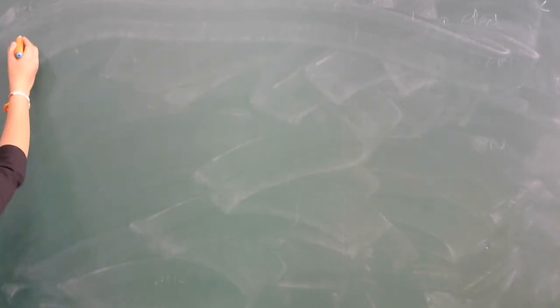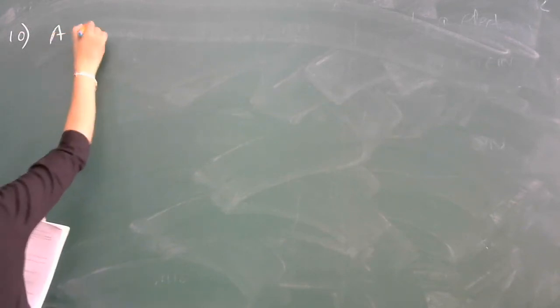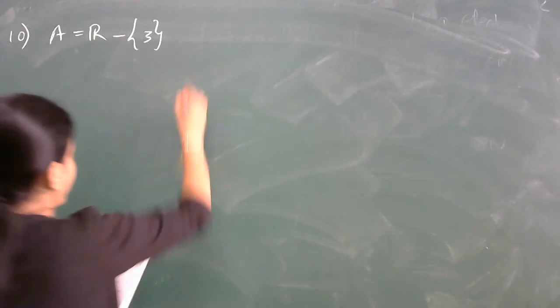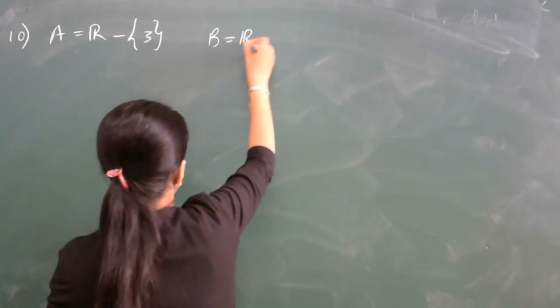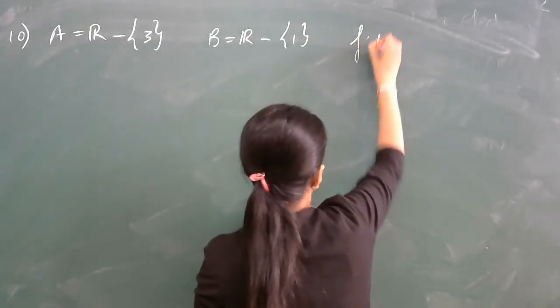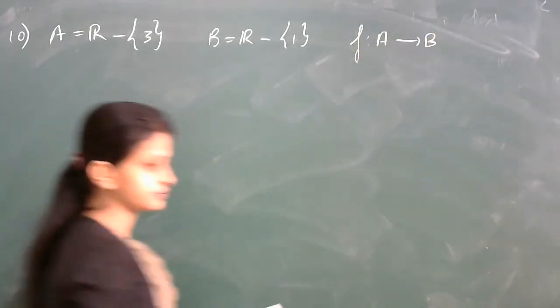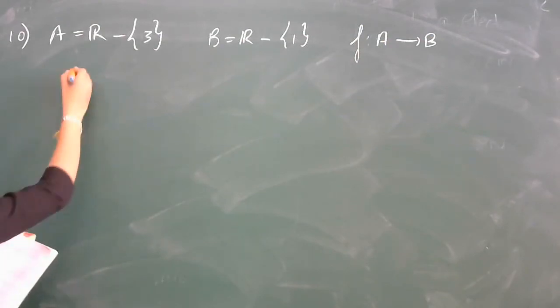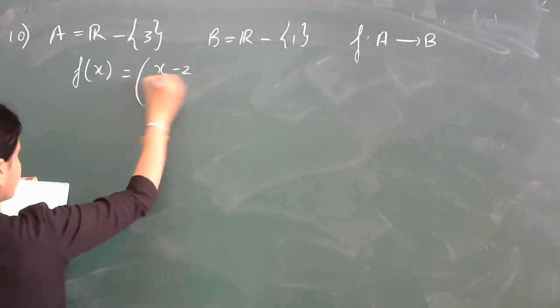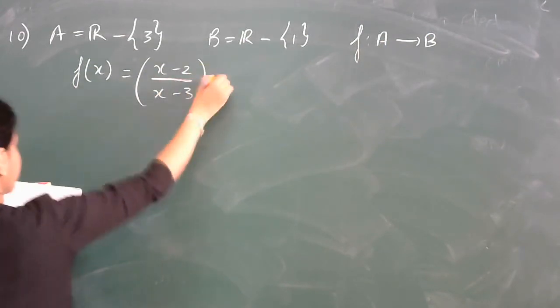Let us see the next example. Very important example, the 10th one. Let A be equal to the set of real numbers minus 3 and B be equal to the set of real numbers minus 1. And the function f is defined from A to B. Okay, how is it defined? It is defined as f of x is equal to x minus 2 divided by x minus 3.